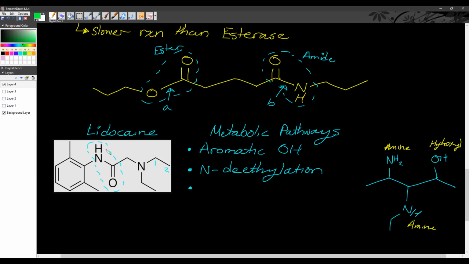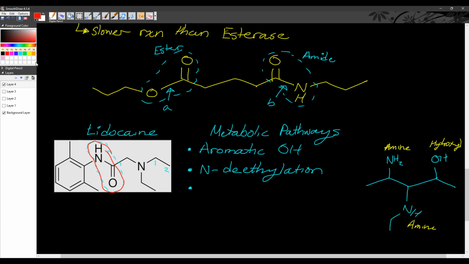Is the NH in lidocaine an amine? No. It is part of the amide functional group. So can this NH undergo phase 2 directly? No. So there's no direct phase 2 because this NH is not an amine. It is an amide. Why? Because it is conjugated with the carbonyl.